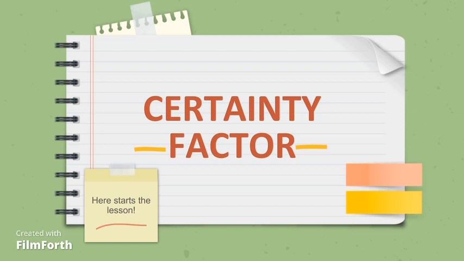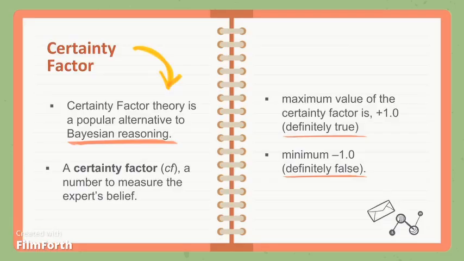For today's presentation, we're going to discuss our topic, which is certainty factor. So, what is certainty factor? Certainty factor is a popular way to use in uncertainty management rather than using bias reasoning. It is also used as an alternative to fuzzy logic. Certainty factor is known as CF.